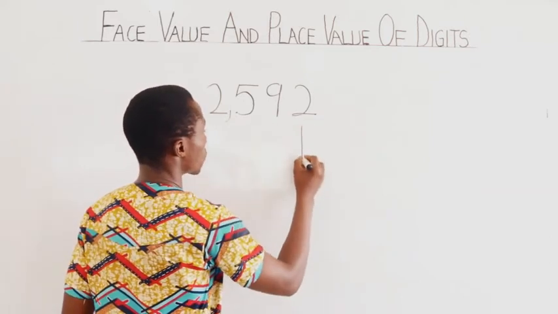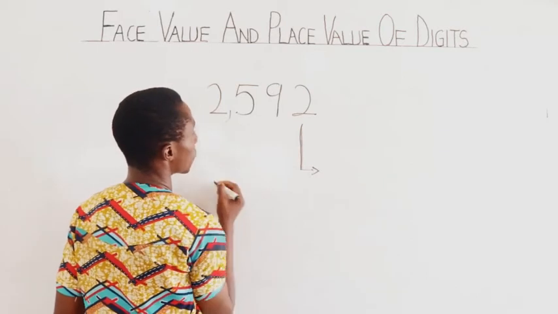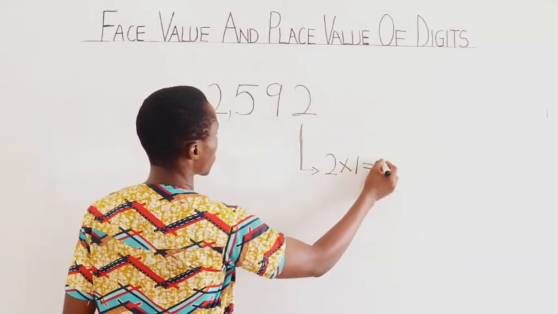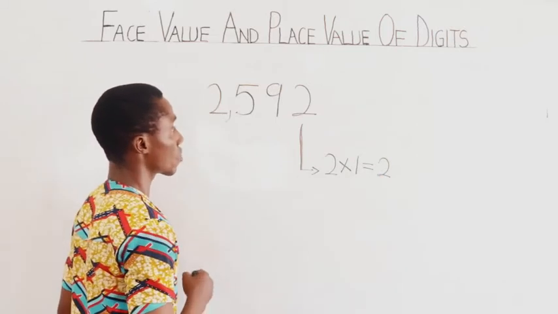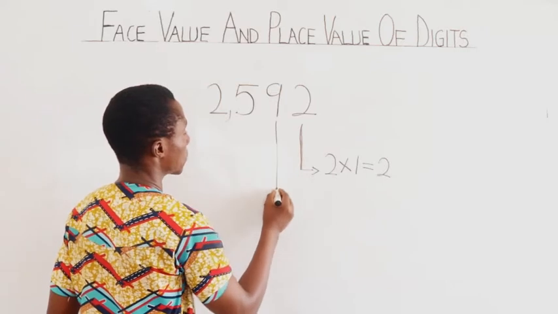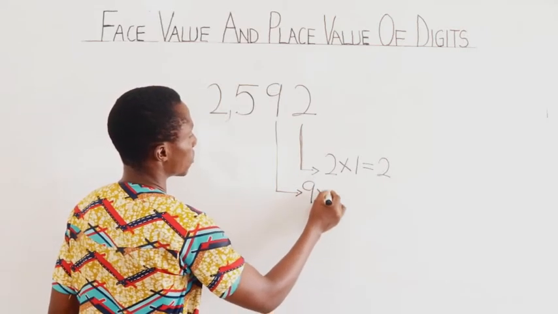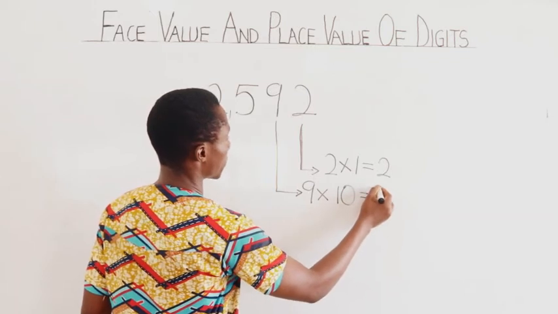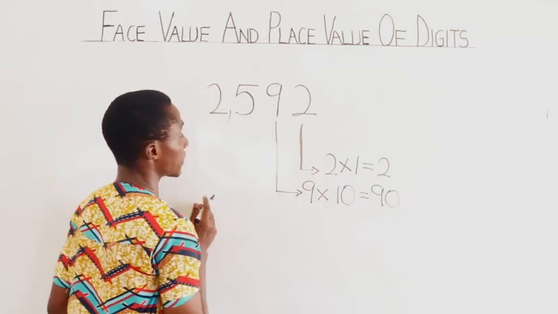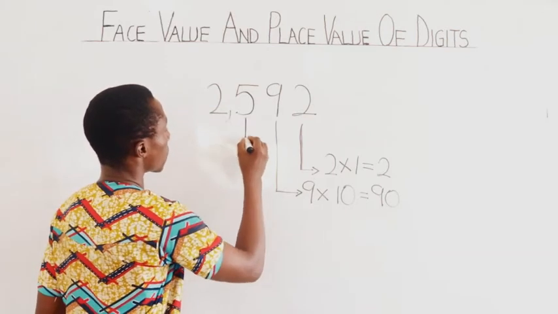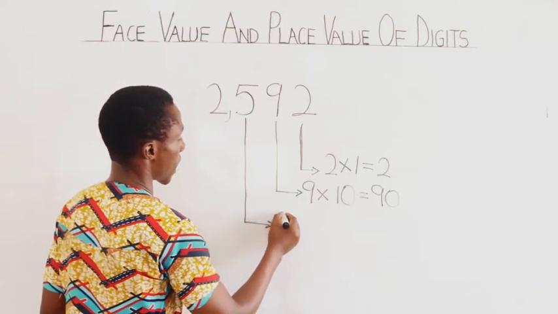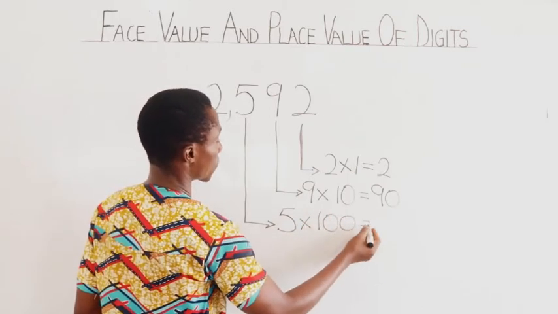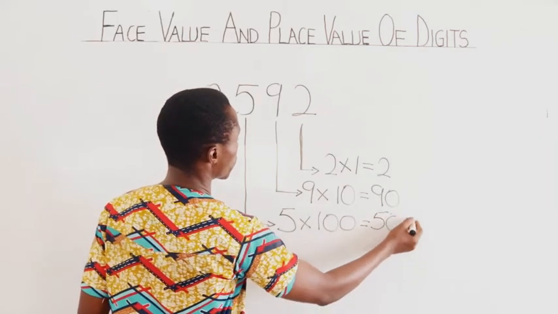The place value of 2 in this number will be the face value multiplied by the number place, which is 1, and that is giving us a place value of 2. A place value of 9 will be the face value, which is 9, multiplied by the number place, which is 10, and that will give us a place value of 90 for the digit 9. And for the digit 5, we're going to have a face value of 5 multiplied by the number place, and that will give us a place value of 500.